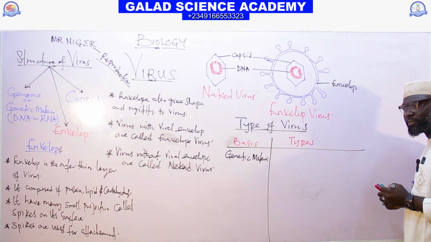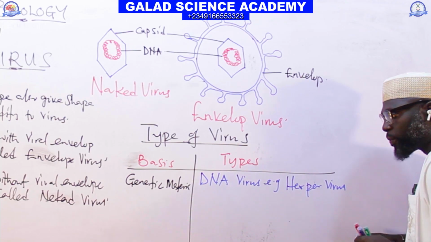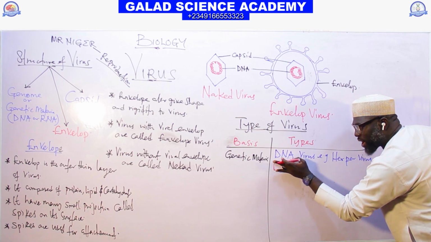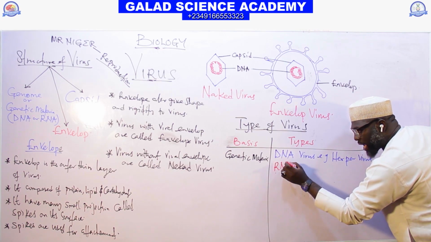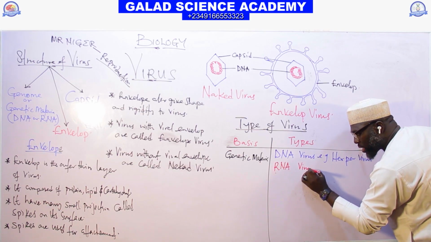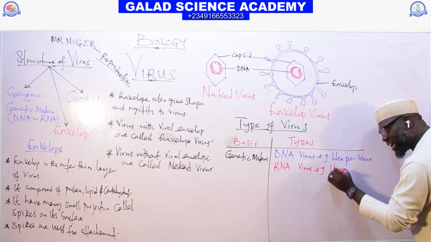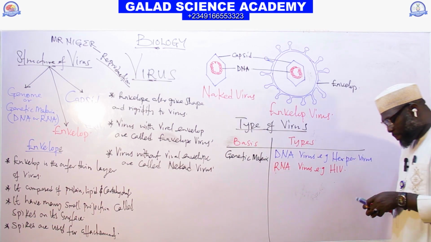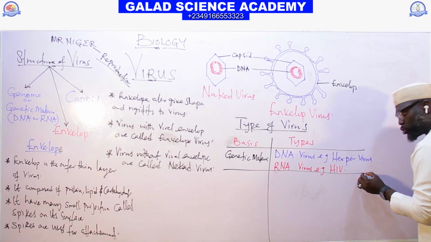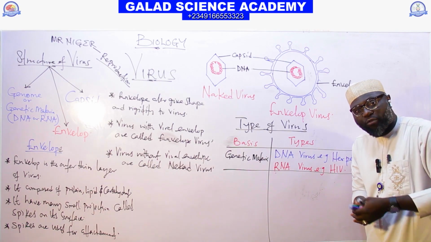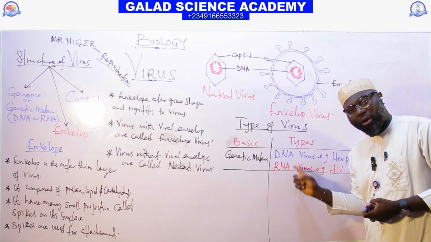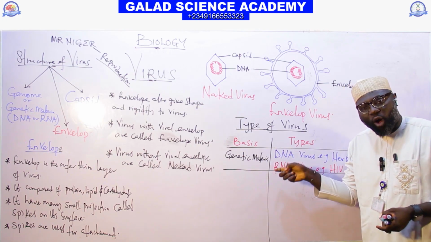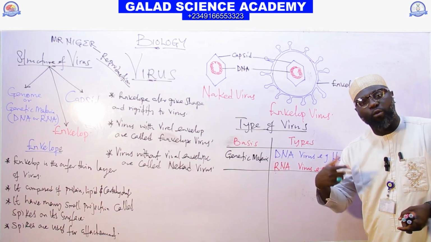What are the genetic materials? We can have DNA virus, and another one, RNA virus, e.g., HIV. You can see that based on genetic material, the virus can be grouped into two parts. Any virus that has DNA is called a DNA virus or deoxyribovirus. Any virus that has RNA is called an RNA virus or ribovirus.